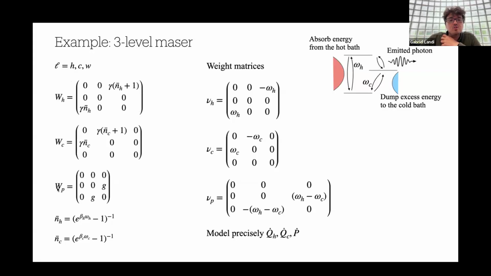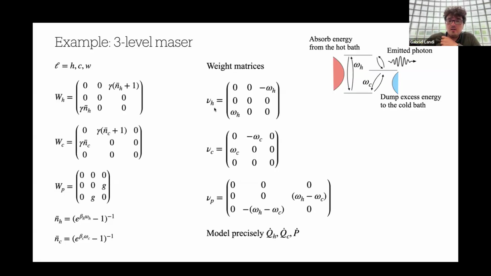And there will be 3 transition matrices: a transition matrix for the hot bath, for the cold bath, and for the photon, the emission and absorption of a photon. The hot and the cold bath will essentially be related to the Bose-Einstein distribution of these baths. And the transition related to the photon is some parameter G that is related to how the atom couples to the photon.